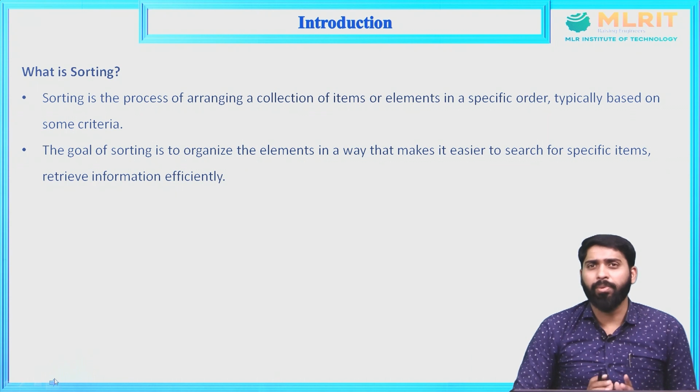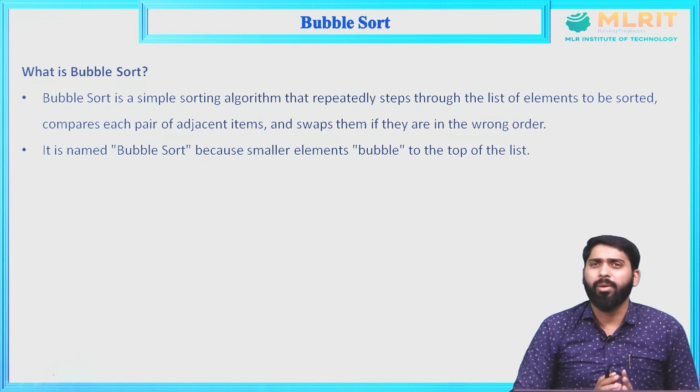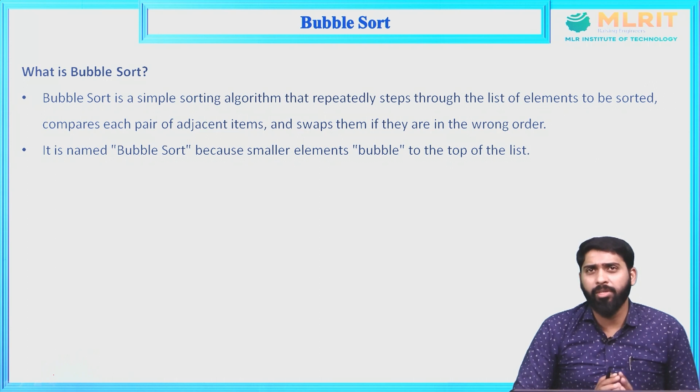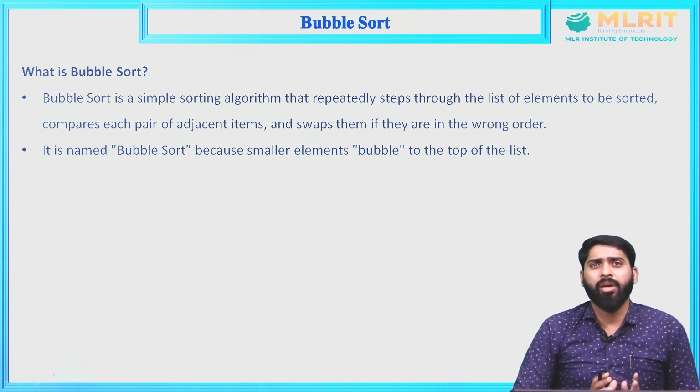I hope you all understand what is sorting and what is the importance of sorting. Sorting means arranging the elements, and why is it important? If you arrange the elements in any order, then it is very easy to retrieve. So the basic sorting technique is bubble sort. Bubble sort is a simple sorting algorithm that repeatedly steps through the list of elements to be sorted, compares each pair of adjacent items and swaps them if they are in the wrong order.